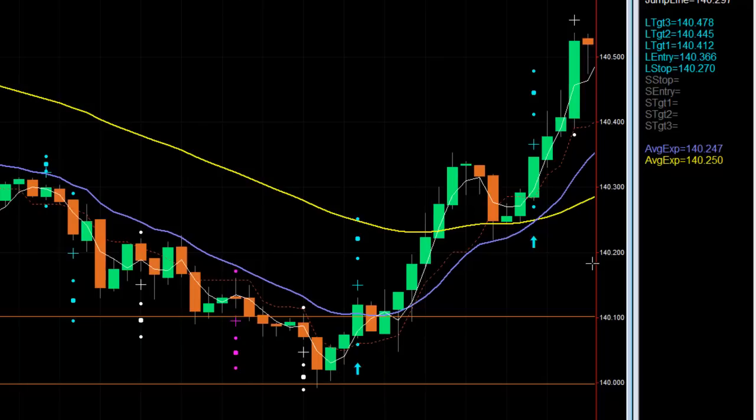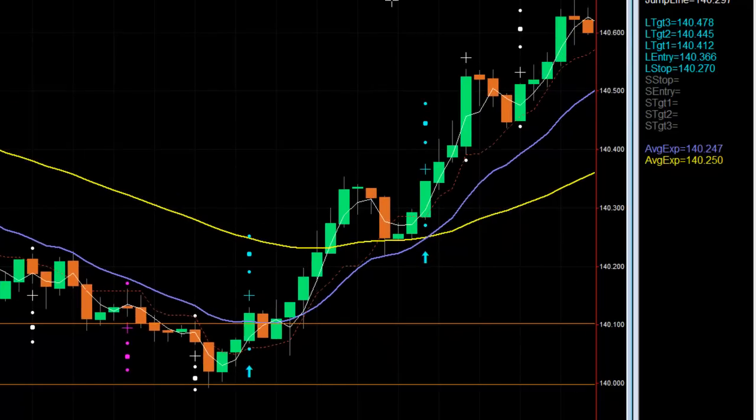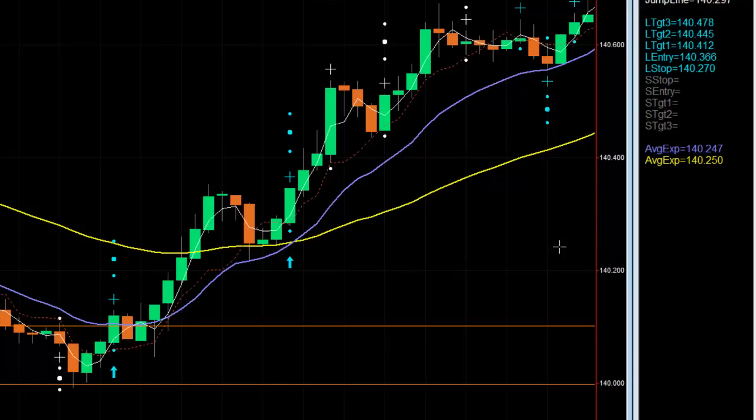And as a result, we zoom up. We hit the 25 pip target level on trade 1. We ultimately are going to hit the 15 and 25 pip target level on trade 2. And we're trailing the purple line up with our third position on both these trades. And that goes up and up, higher.